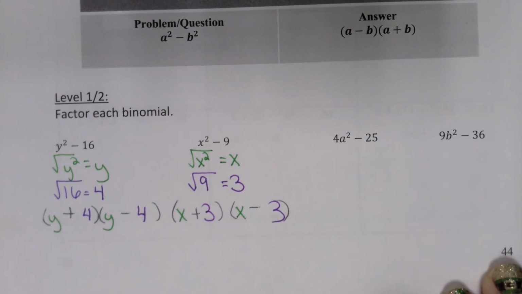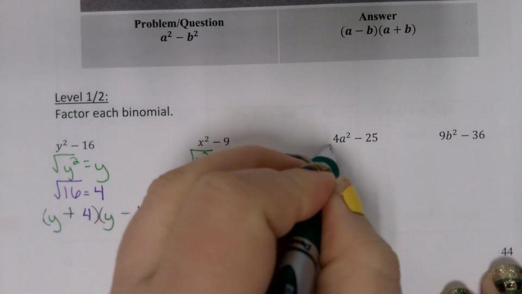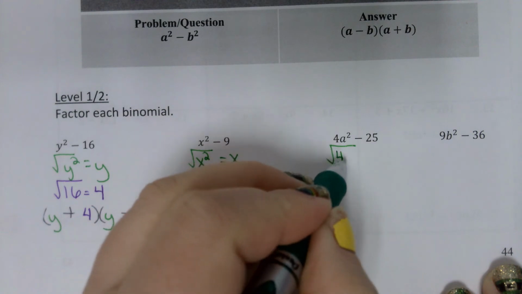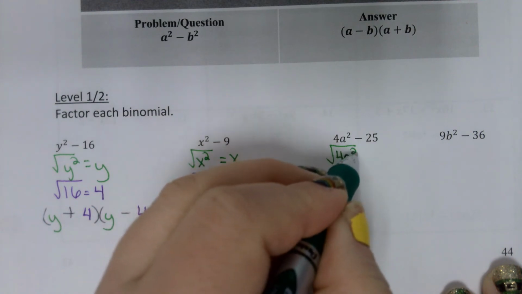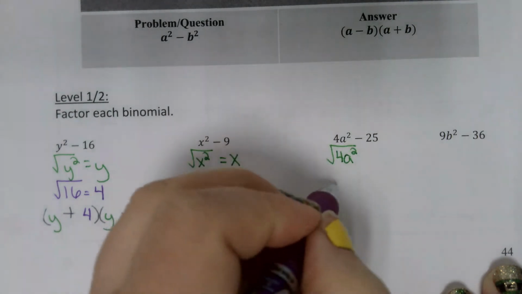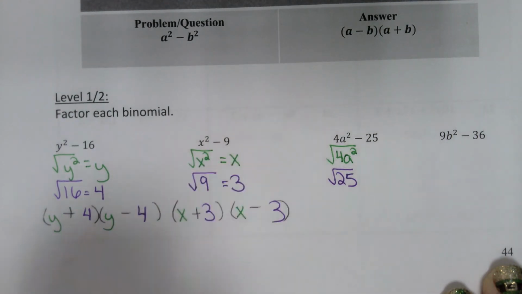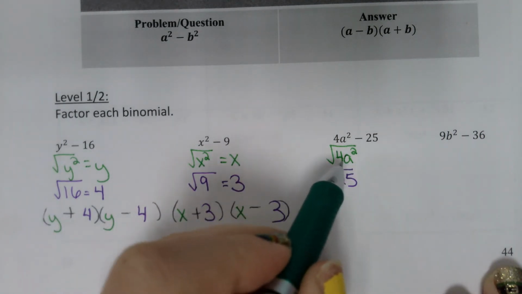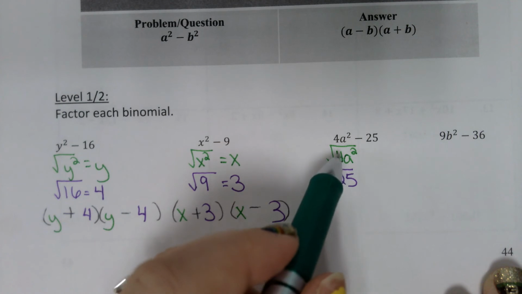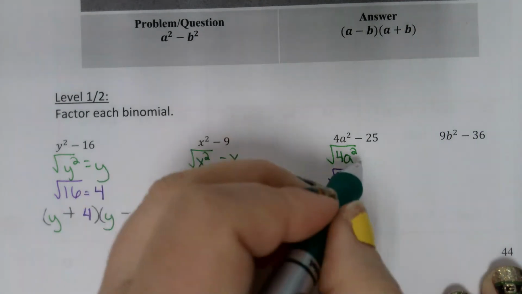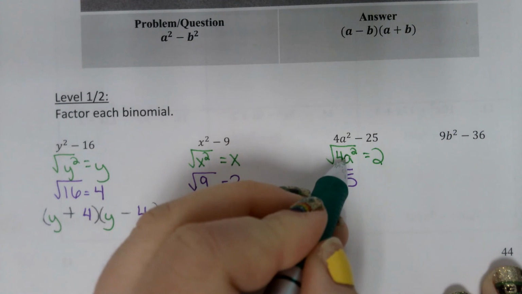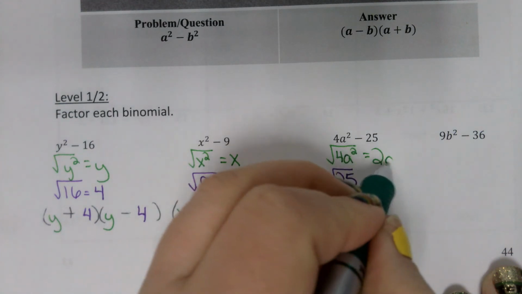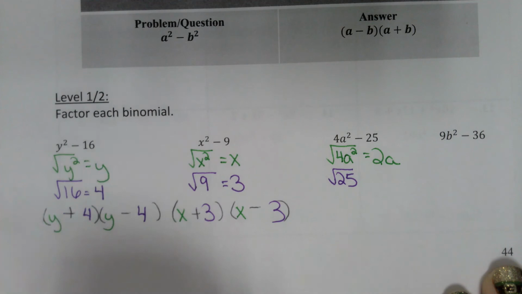For the next step up, we're going to take the square root of the first term, which this time, instead of just one variable, is a number and a variable, so it has a coefficient. And then the square root of the second term is just 25. So when we take the square root of a number with a coefficient and a variable, we take the square root of the coefficient, square root of 4 is 2, and then the square root of the variable, square root of a squared is just a. Then the square root of 25 is 5.